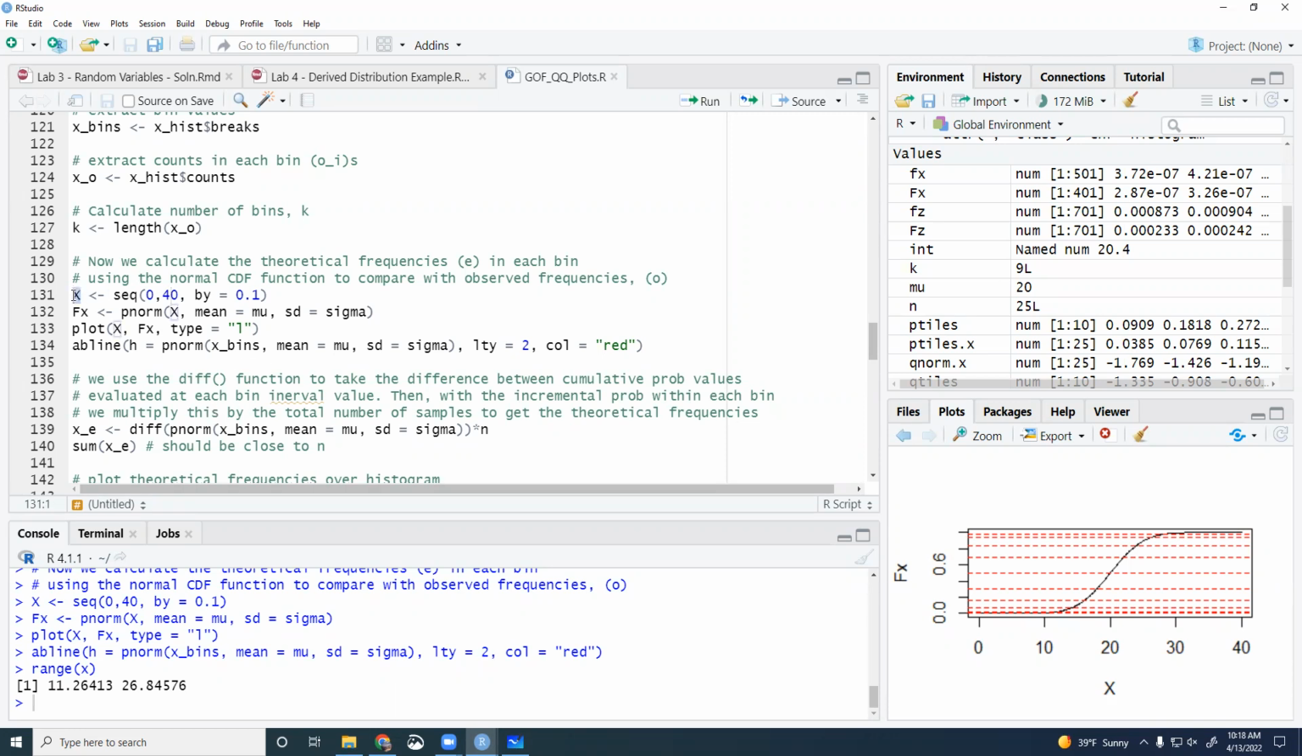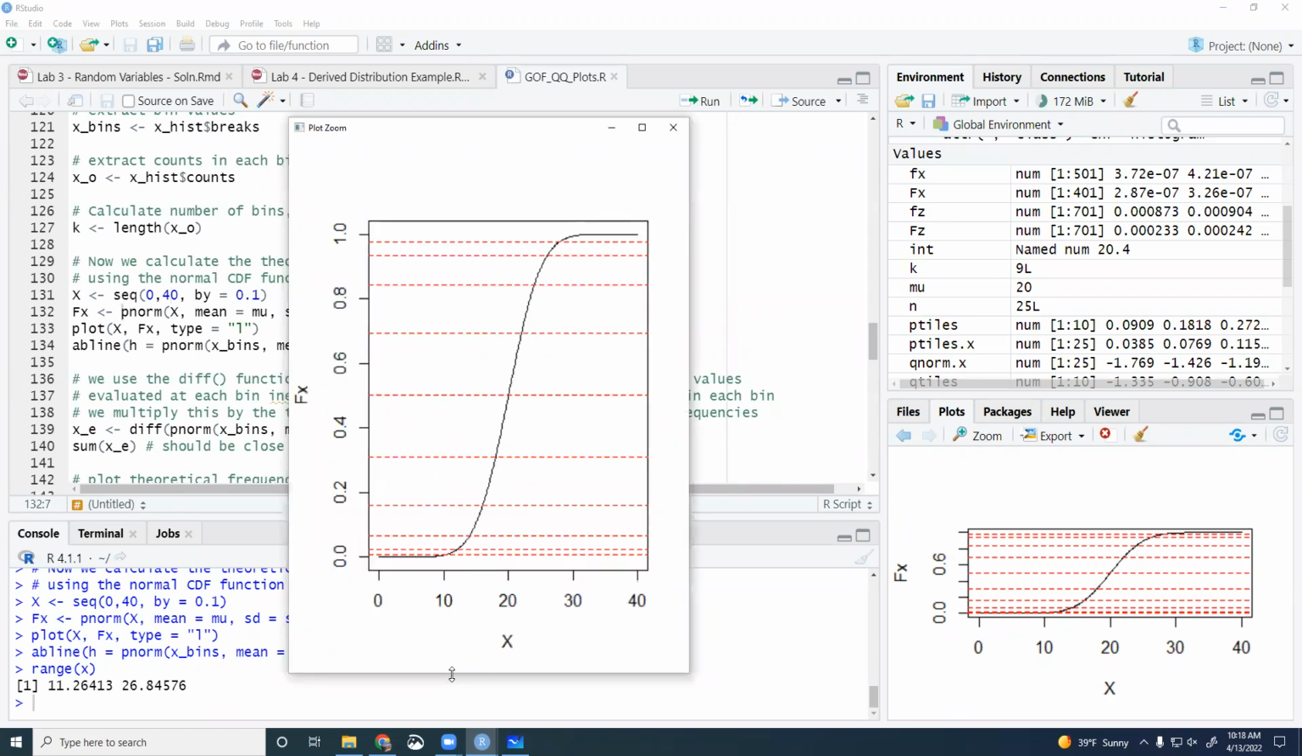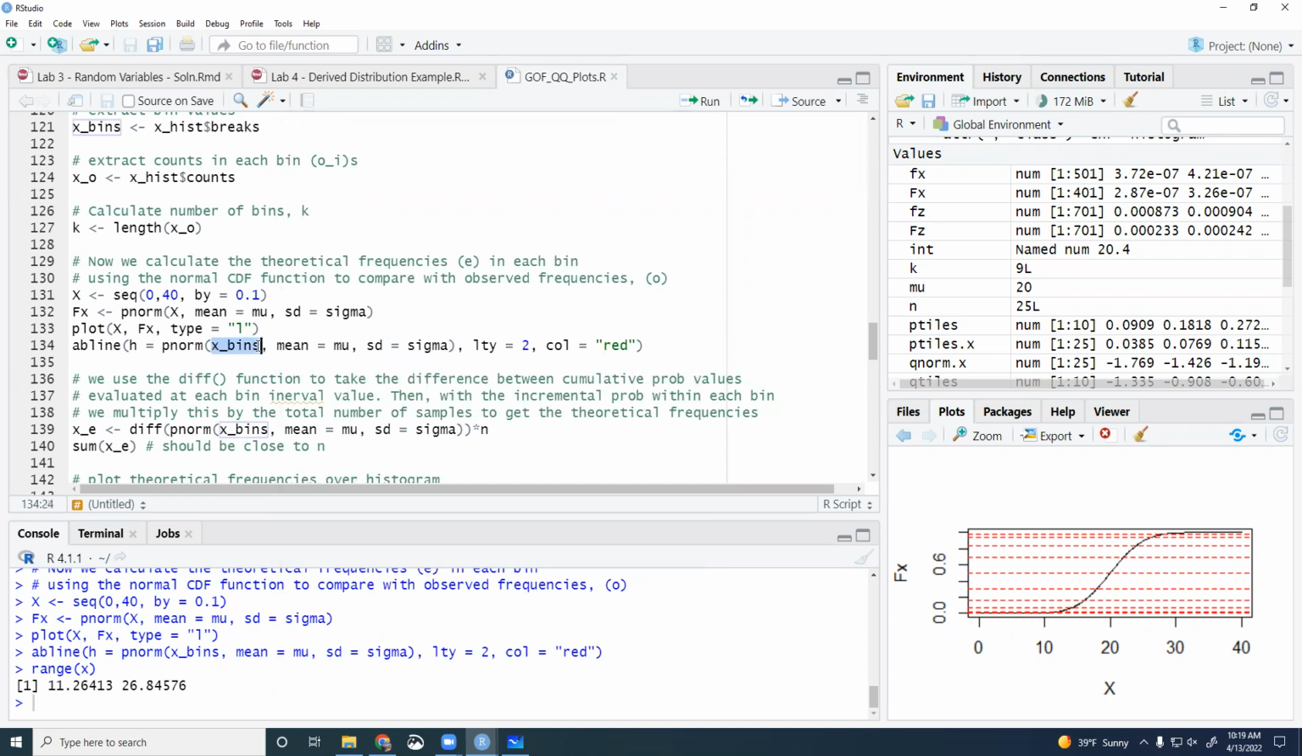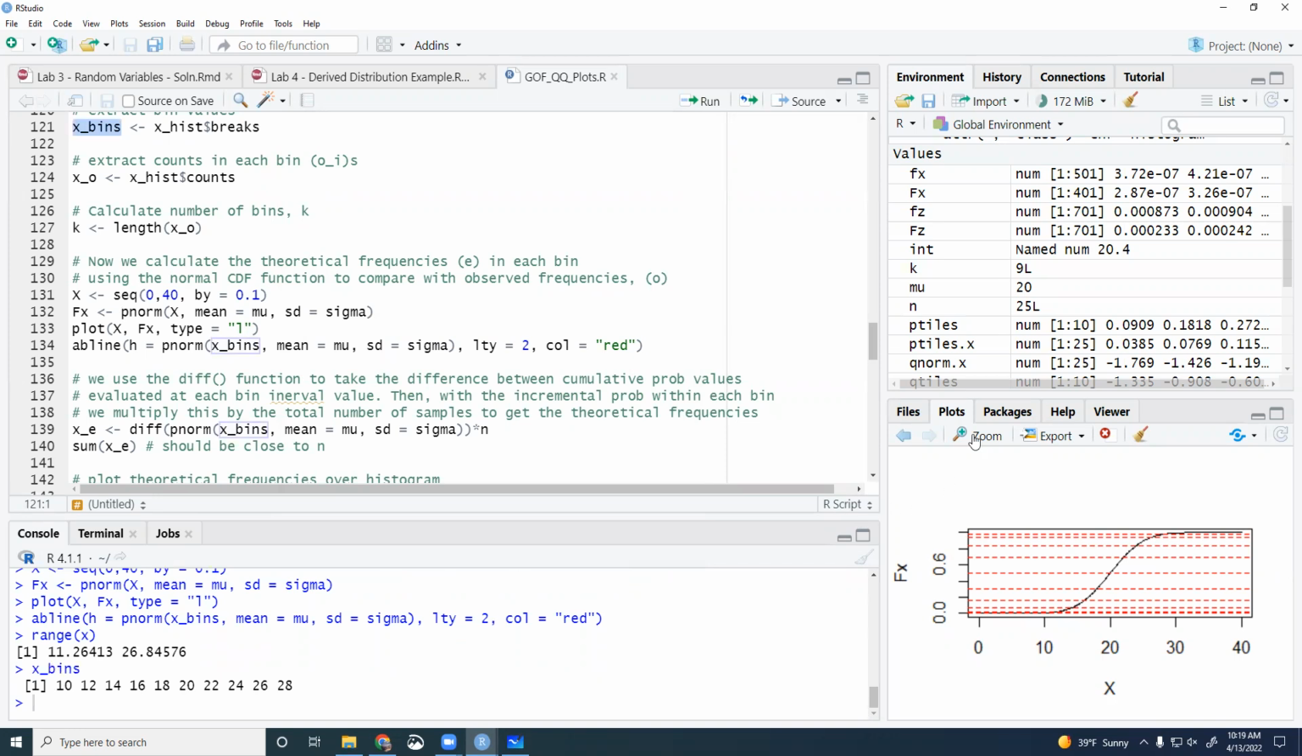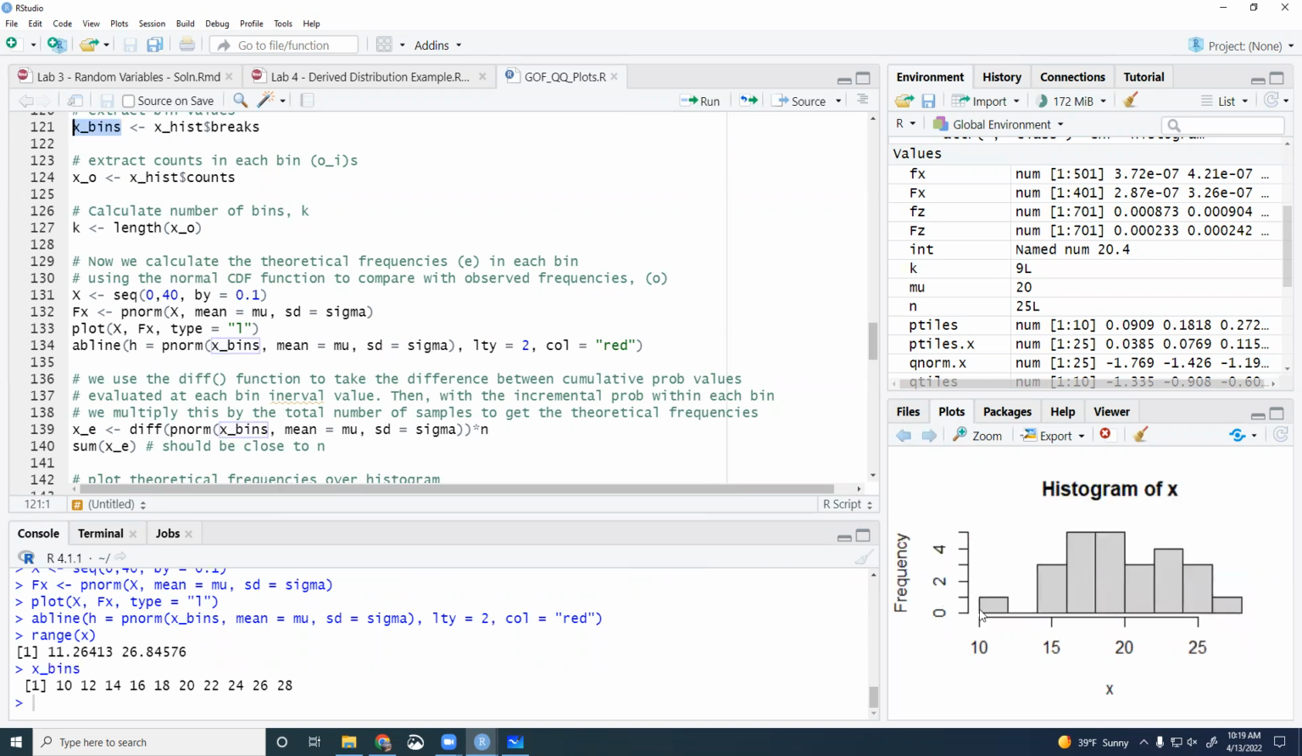Right, so it starts at 0 and it goes to 40, but my observations fall in this range, and this is the range of the histogram. So what these red lines are showing is the cumulative probability values of my histogram bins. So what I did is I just took the bin values, so X bins, and if I go back to the histogram, you'll see that the bin starts at 10, it goes all the way up to 28.